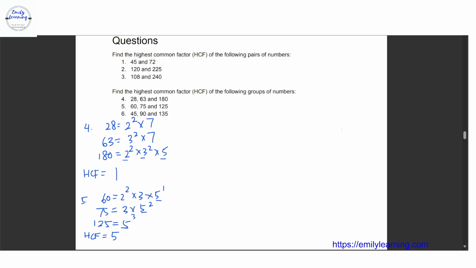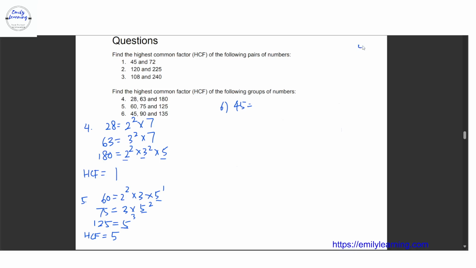Now moving on to question 6. In question 6, you are asked to find the highest common factor of 45, 90 and 135. So let's start off by writing 45, 90 and 135 as a product of their prime factors in index notation.